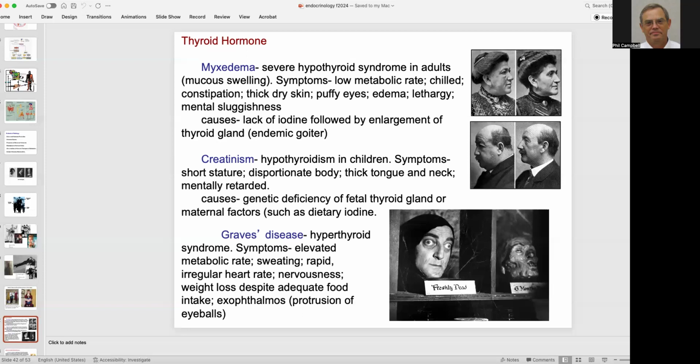Now, let's go the other way, too much. So let's go to Graves' disease. That's too much thyroid. That means we're overproducing that. That speeds things up. That also results in these bulging eyes.